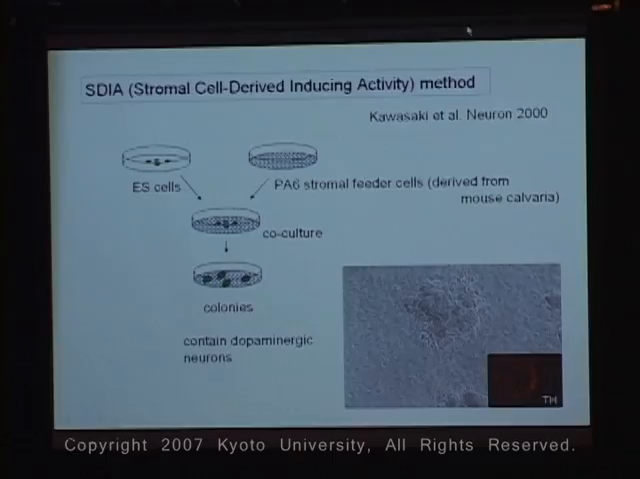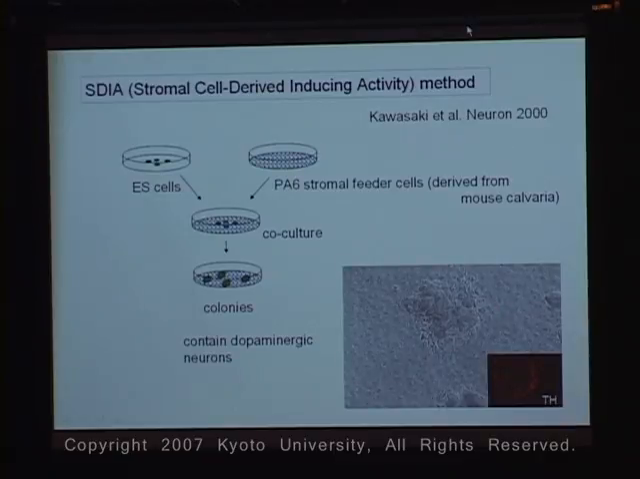The method we use to induce dopaminergic neurons is SDIA, the stromal cell-derived inducing activity method. In this method, we use PA6 stromal feeder cells, which are derived from mouse skull bone. When we co-culture ES cells with PA6 cells, they proliferate and differentiate into neurons in about 2 weeks. I hope you can see the neurites extending from the colonies of ES cells on the PA6 cells.